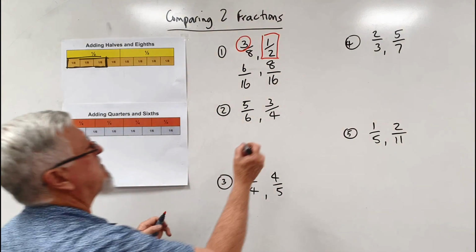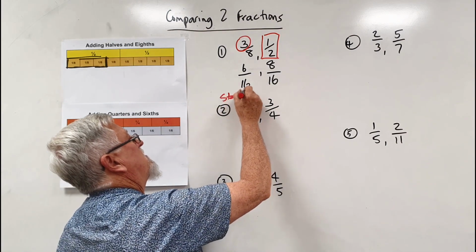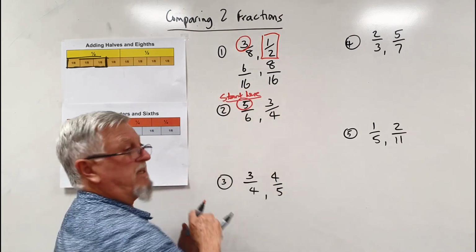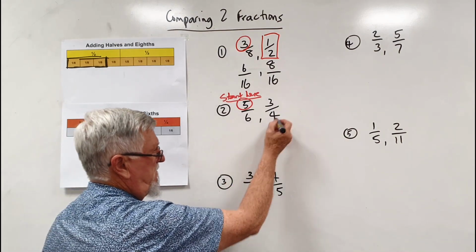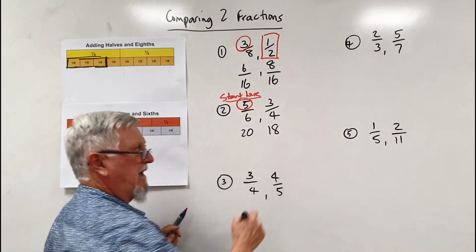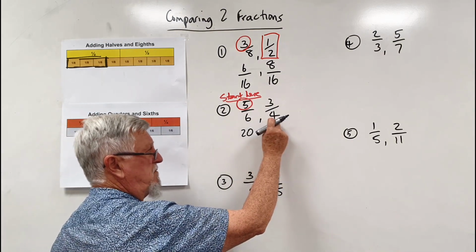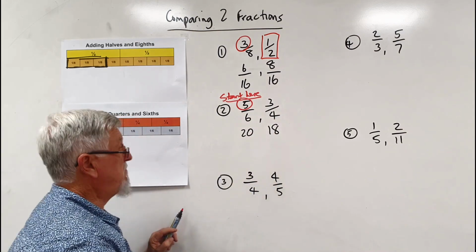Let's have a look at this next one then. Let's go back to the routine. I always say start here, and then start here, and just get in the habit of that all the time. 5 4s are 20. 3 6s are 18. And then you've got to find out what we're turning these into. We're turning them into 24ths so they can be compared.